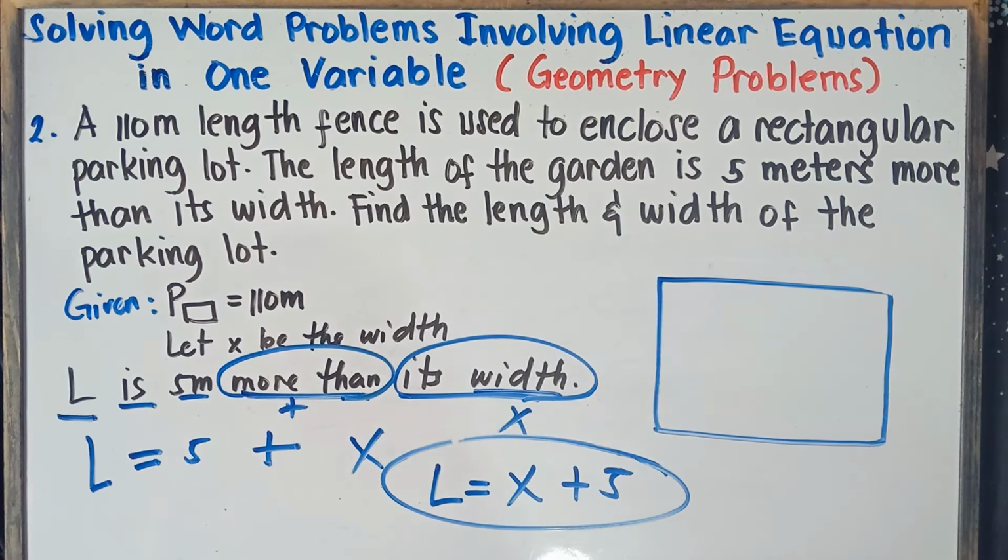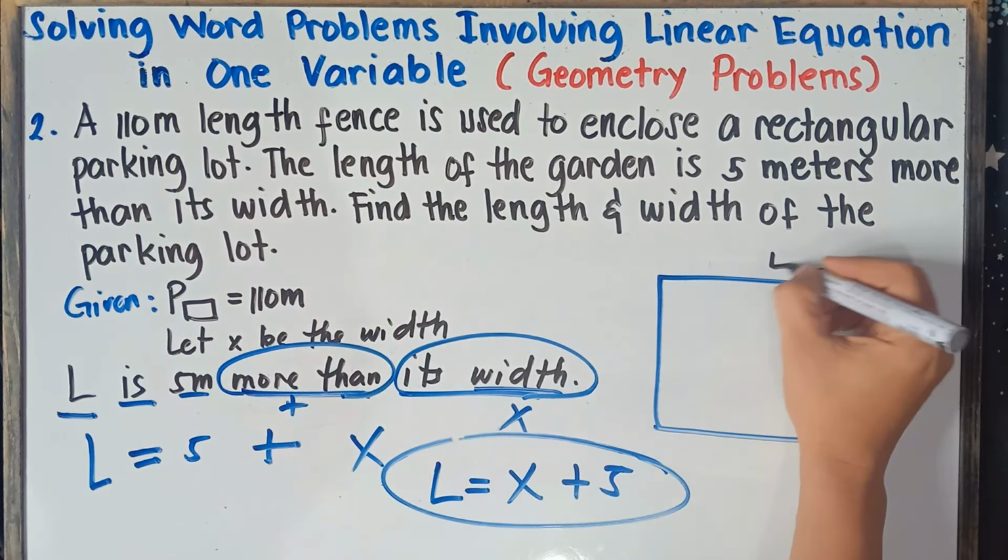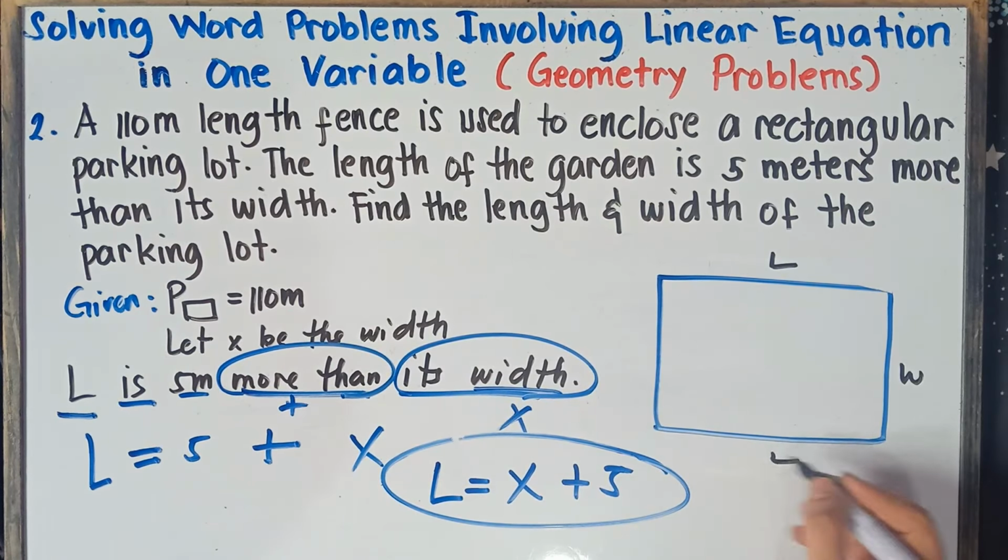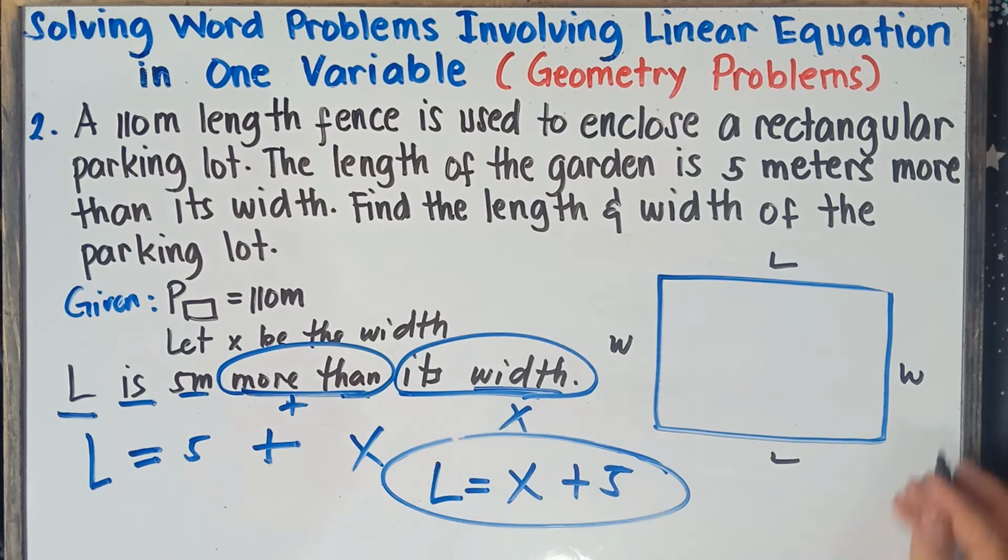Let's have an example, class. This is our length, and this will be our width. This is length, and then this is width. Let's have an example, class. If our width is equal to 5.